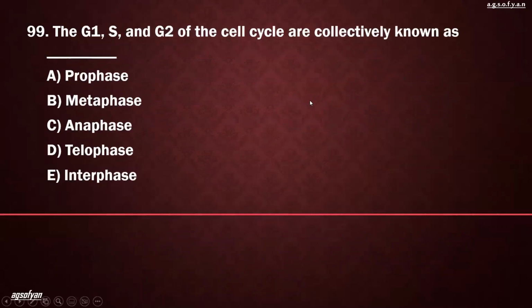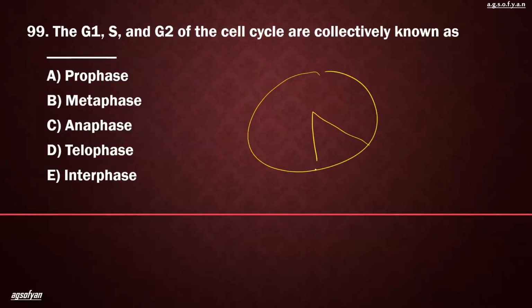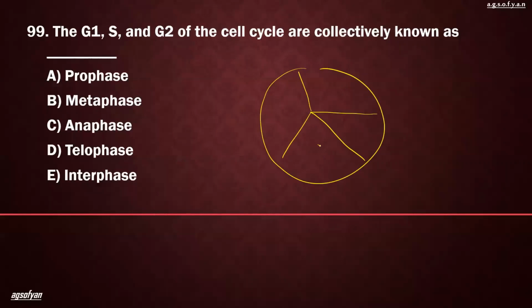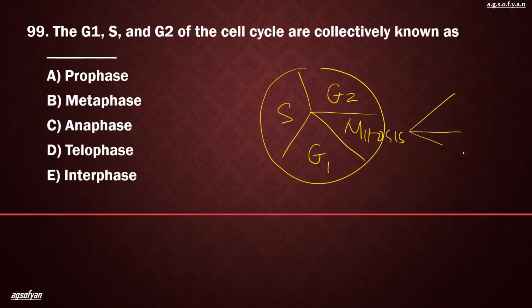Now G1, S, G2, they are all known as what? This is the cell cycle. The cell cycle consists of 4 stages. We start from G1, S, and G2. And the last one is called mitosis, which is M. This is when the cell is dividing. It has 4 stages for mitosis.